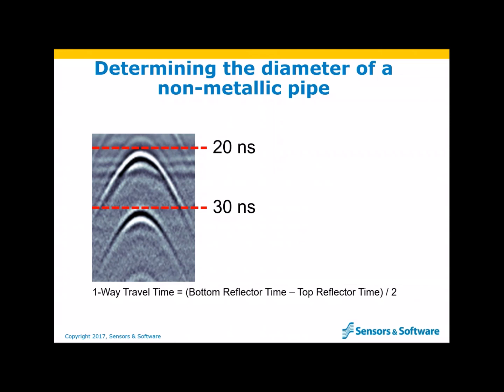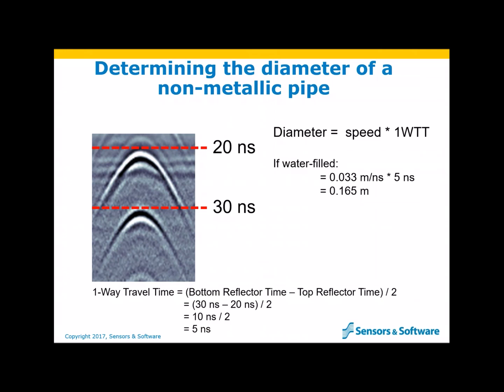Now, if you think about it, the energy actually traveled the diameter of the pipe twice, once on its way in and once on the way out after it reflected. So to get the one-way travel time in the pipe, we have to divide by 2. When we do the calculation in this case, we get 5 nanoseconds. That is the total amount of time that the GPR energy was inside the pipe. Now, the diameter of the pipe is determined by multiplying the speed of the material inside the pipe by the one-way travel time.